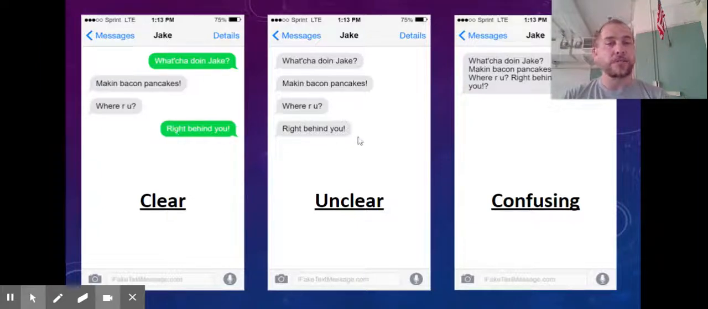And you can see if you don't use that left-right formatting here in this middle text message, it becomes even more unclear. "What you doing, Jake?" "Making bacon pancakes." "Where are you?" "Right behind you." You can figure out who is talking and who is writing, but it's much more difficult when it's not separated visually.